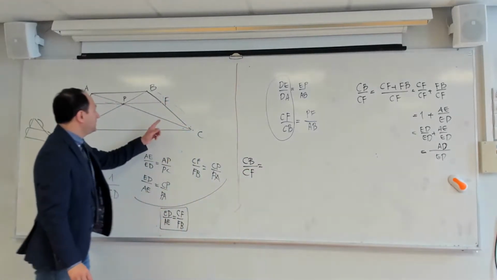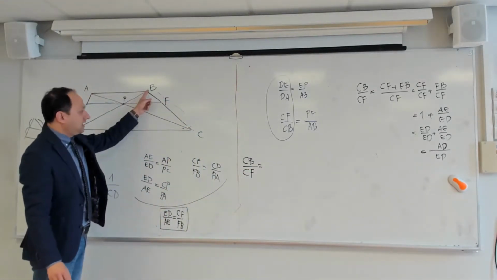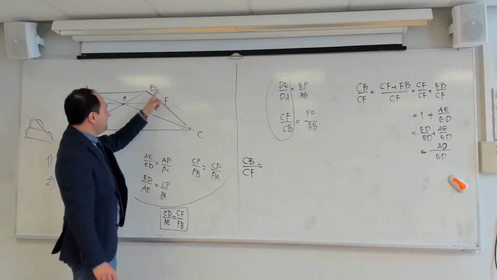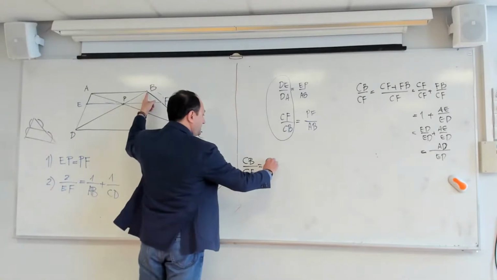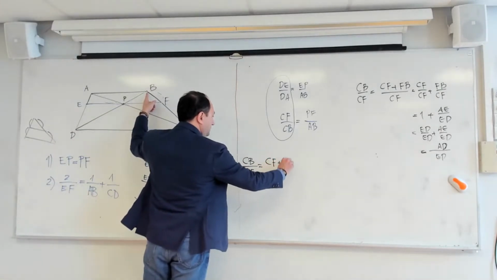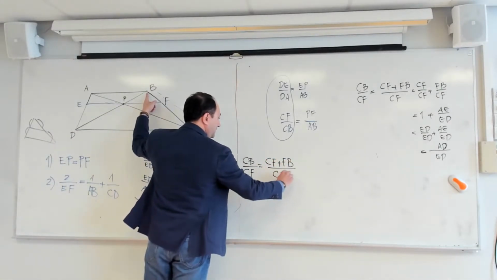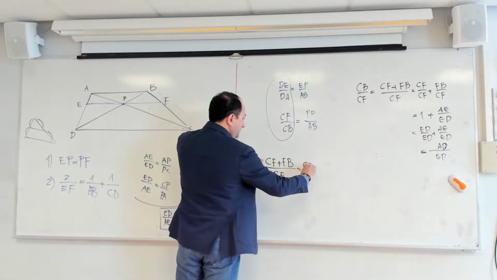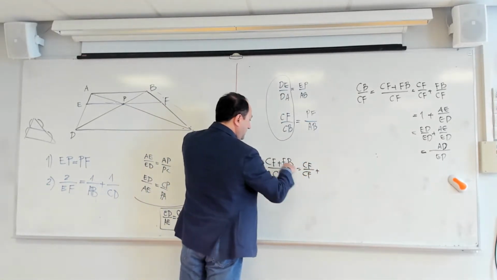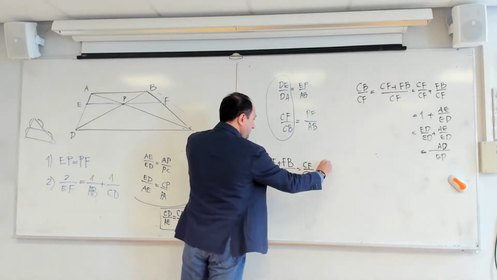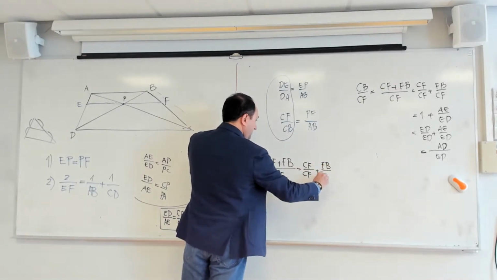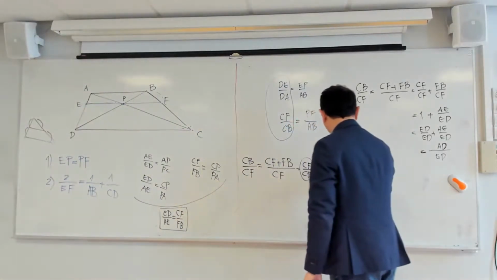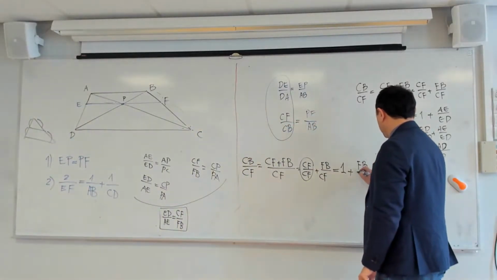Look at this picture. Instead of CB, am I allowed to write CF plus FB divided by CF? Yes. According to algebra, I can write this divided by that plus this divided by that. This is algebra. So far, so good. And then CF over CF is what? It's 1. It's 1 plus FB over CF.